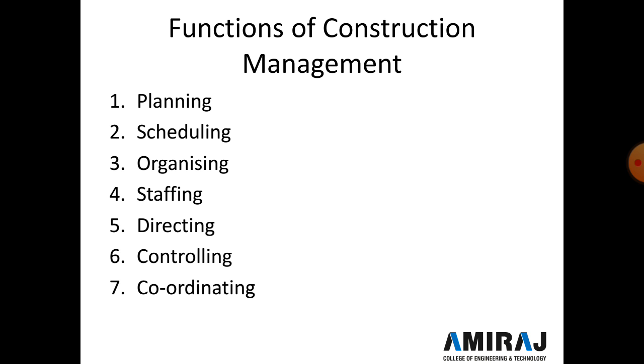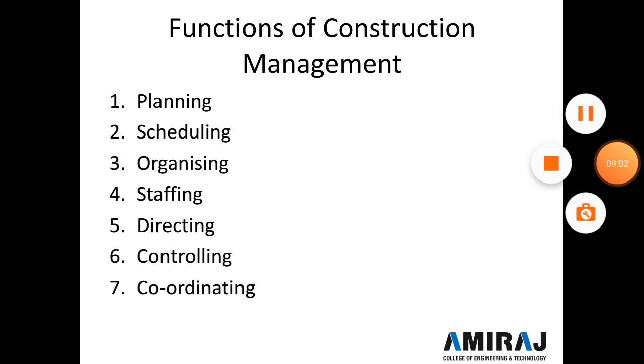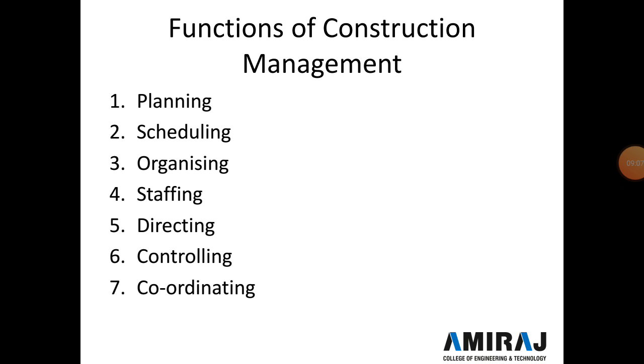Now the seventh function of construction management is coordinating. Coordinating is necessary to bring together and coordinate the work of various departments and sections, so that each department and section is aware of its role and responsibility. For proper coordination, regular meetings of the departmental or sectional heads with the top management are arranged, so that the plan, problems and remedies are discussed for determining the best solution.